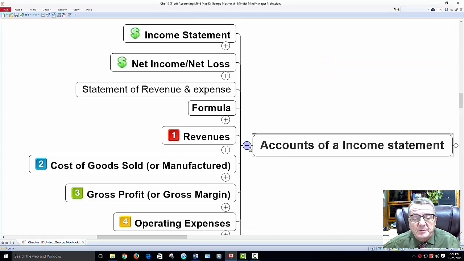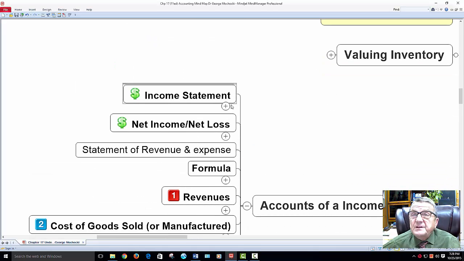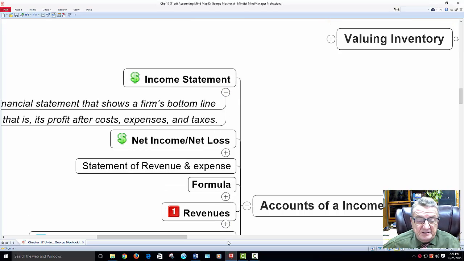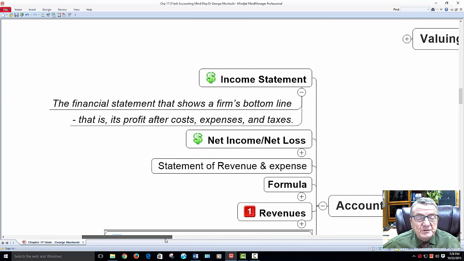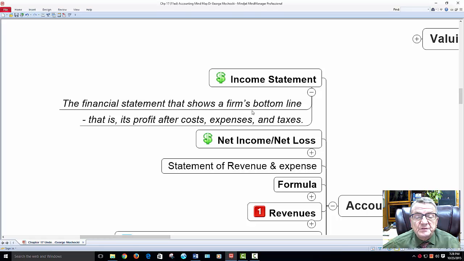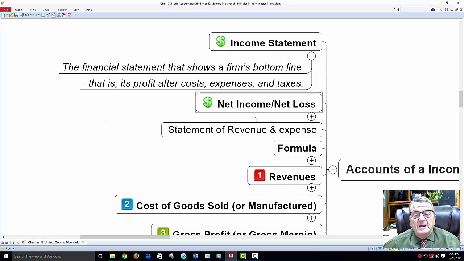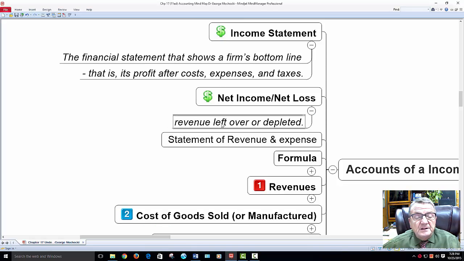Now, the income statement. What's an income statement? Your paycheck. An income statement is your revenues, your sales coming in. It's a financial statement that shows the firm's bottom line, that is, profit after costs, expenses, and taxes. This is what I made. Net income or net loss is revenue left over or depleted.